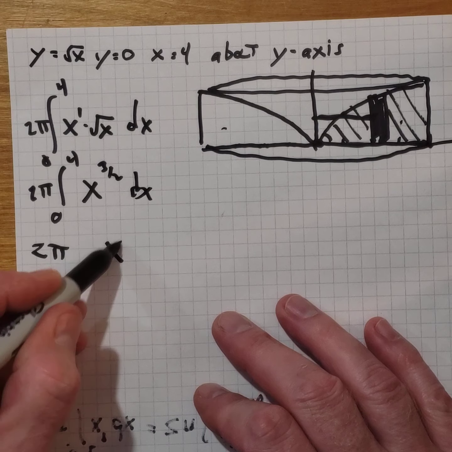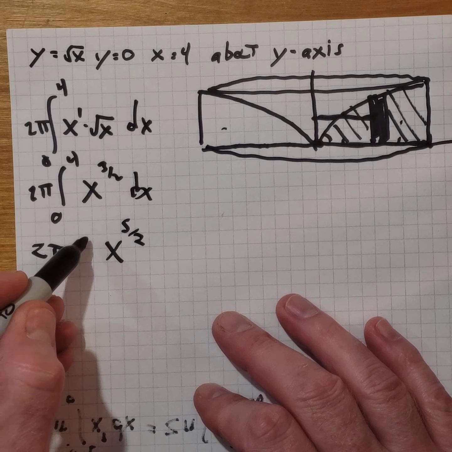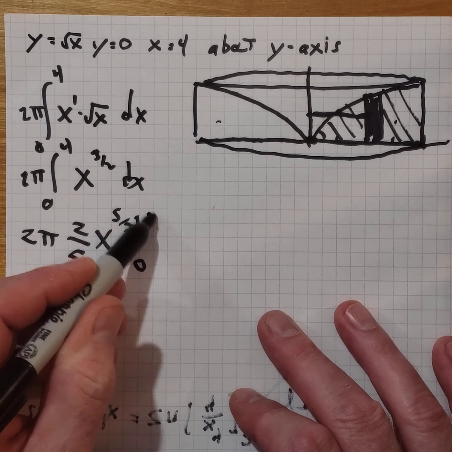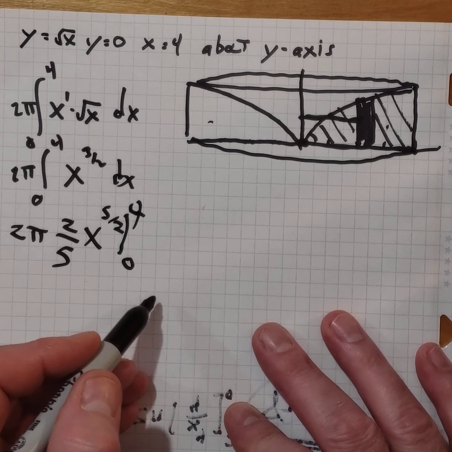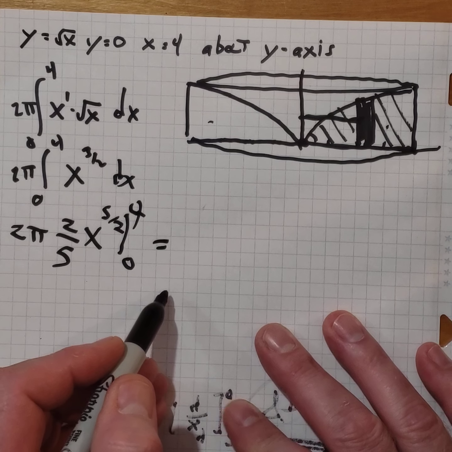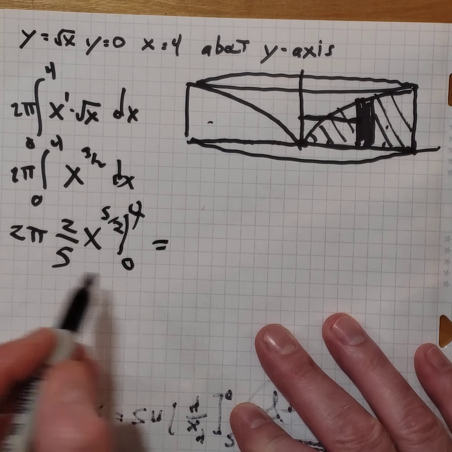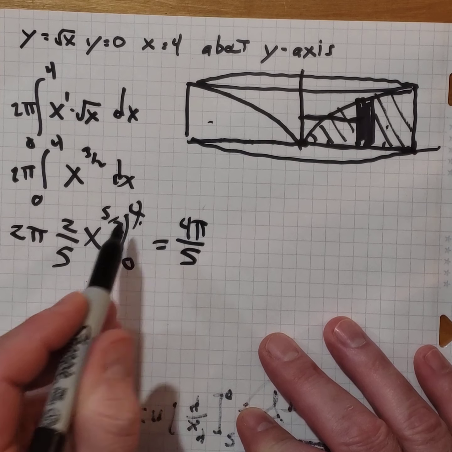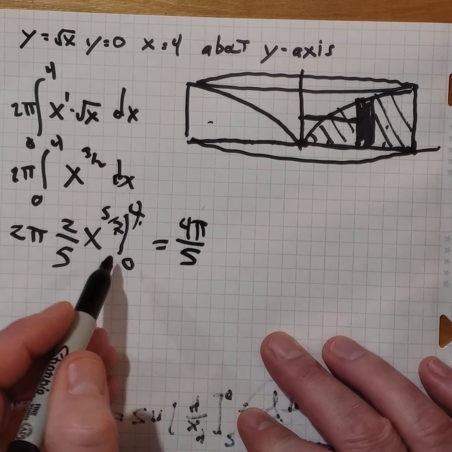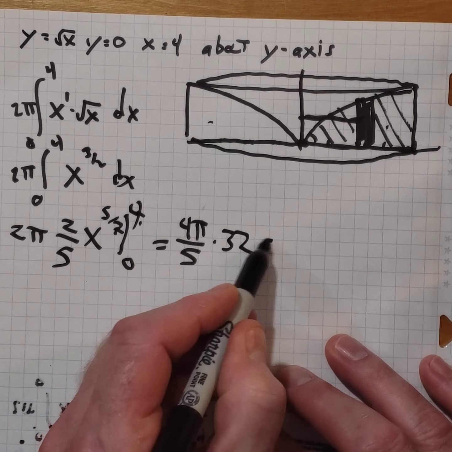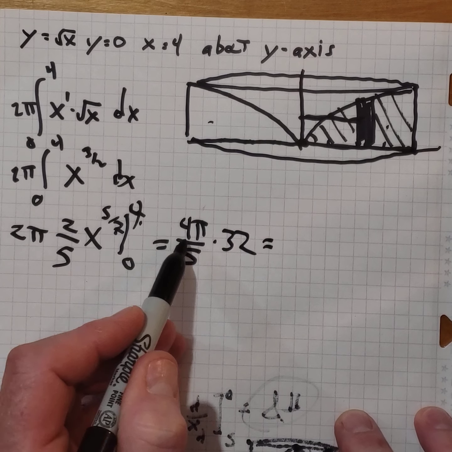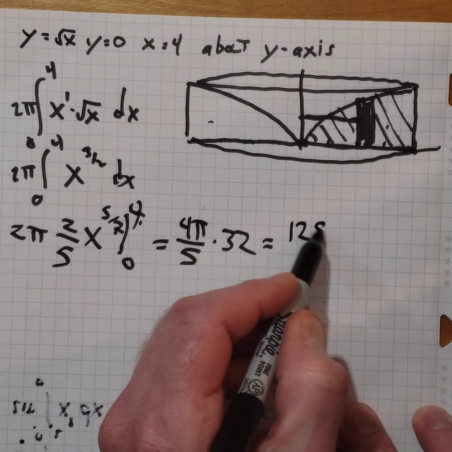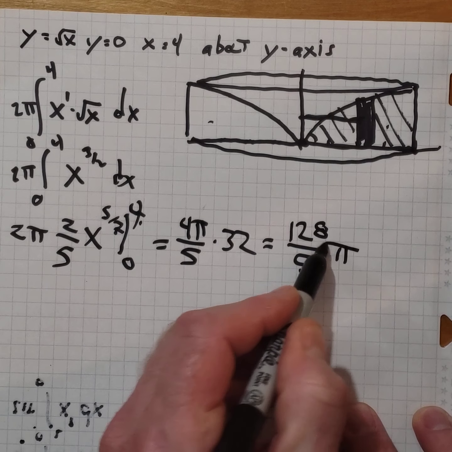Now x to the 3/2 power, the antiderivative will be x to the 5/2, and then we'll multiply that by 2/5 from 0 to 4. Oh, sorry, that's sloppy. And then we can simplify this. That's going to be 4 pi over 5. And 4 we put in here. The square root of 4 is 2, to the 5th power is 32. So 4 times 32 is going to be what, 128 pi over 5, or 128 over 5 pi.